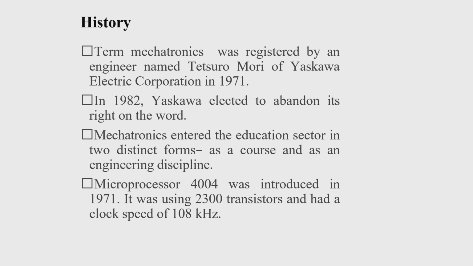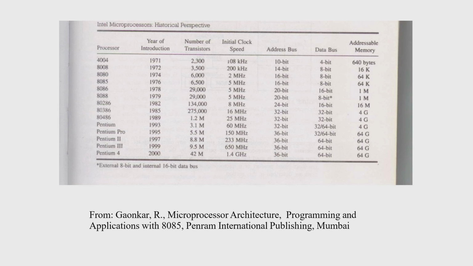In fact, mechatronics has progressed a lot. Just for interest, I am telling that the microprocessor 4004 was introduced in 1971. It was using 2300 transistors and had a clock speed of 108 kilohertz. I have taken this from the book of Gaonkar. You can refer to that book also. This is Microprocessor Architecture, Programming and Applications with the 8085, which was a very popular microprocessor, and we can see how the growth has taken place.